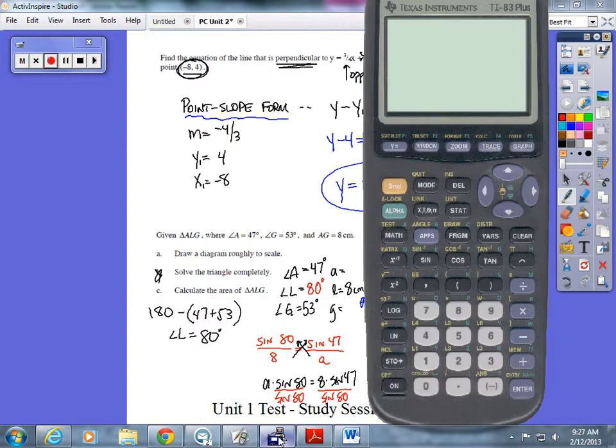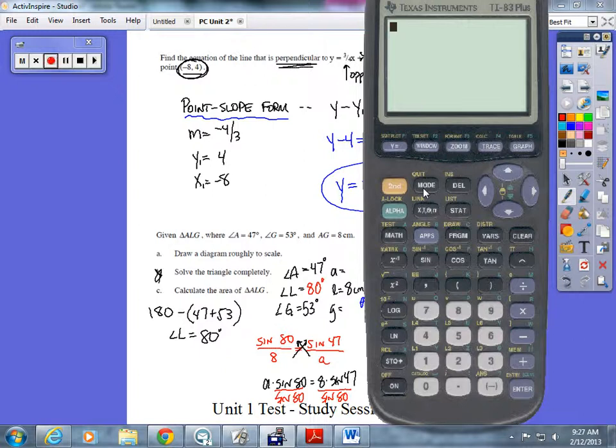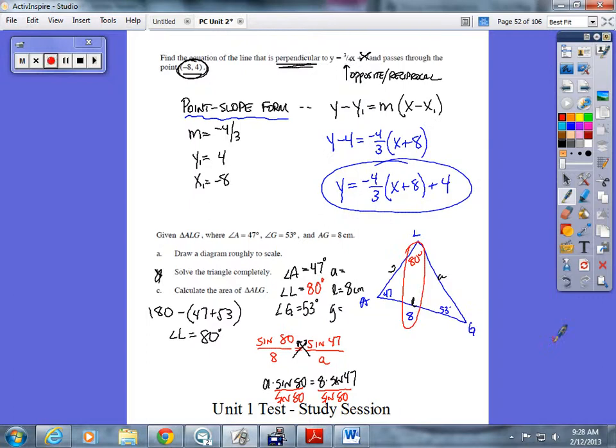Make sure, double check tomorrow, that your mode is in degrees. Look at that, mine wasn't. My answers would have been wrong. And then I want to type in 8 times the sine of 47 divided by the sine of 80. Enter. And I get 5.94 for side A.